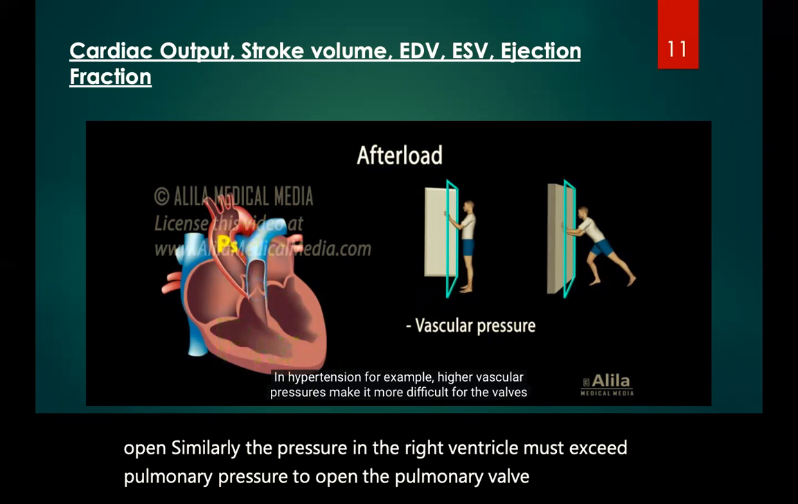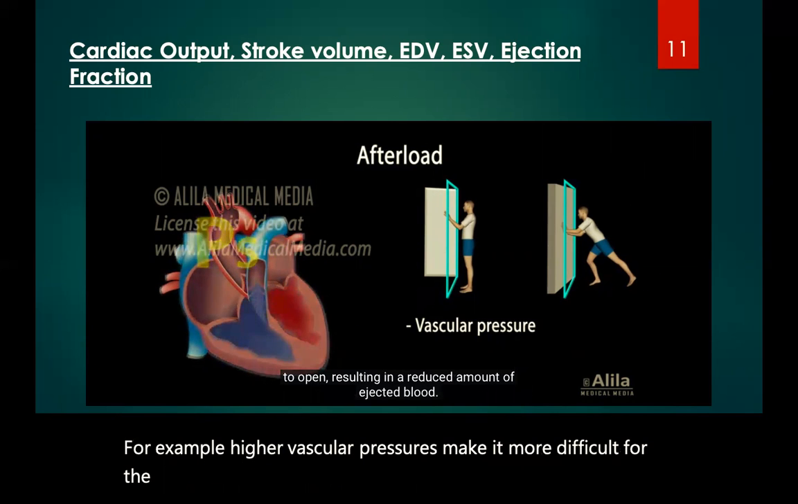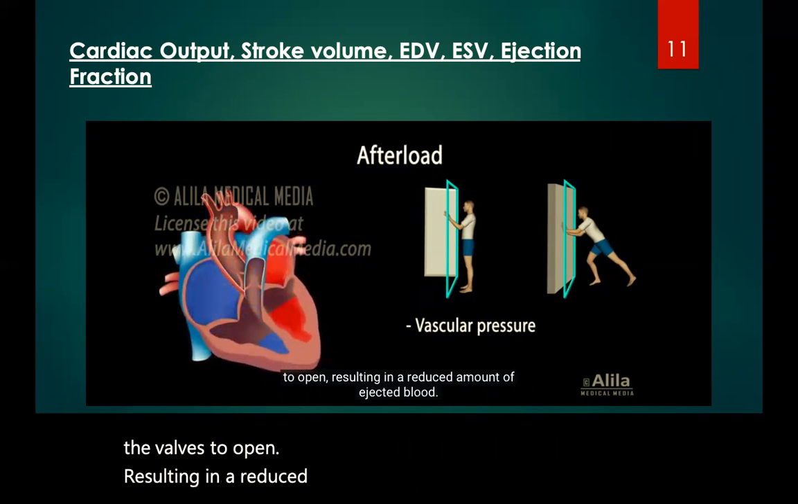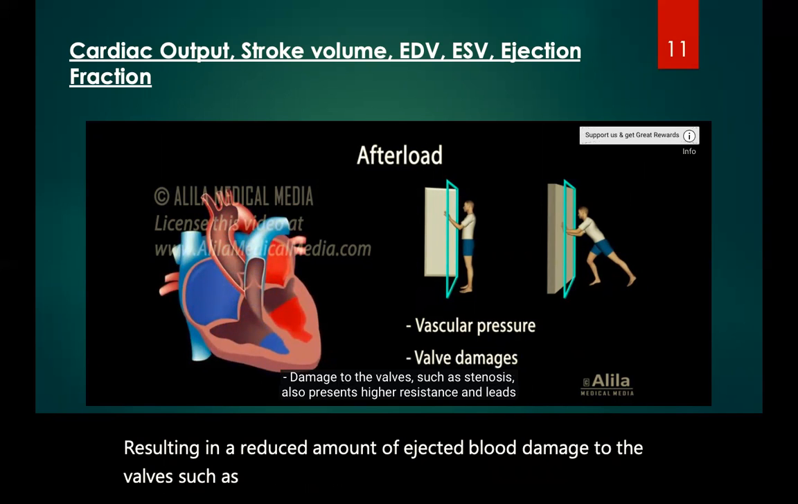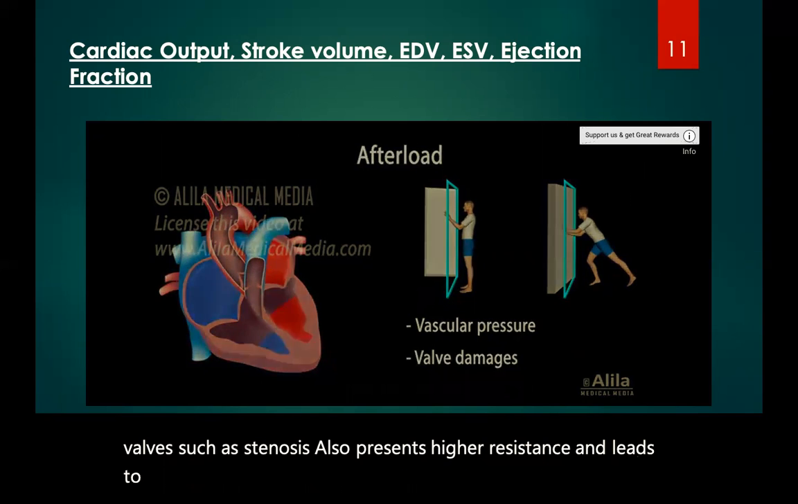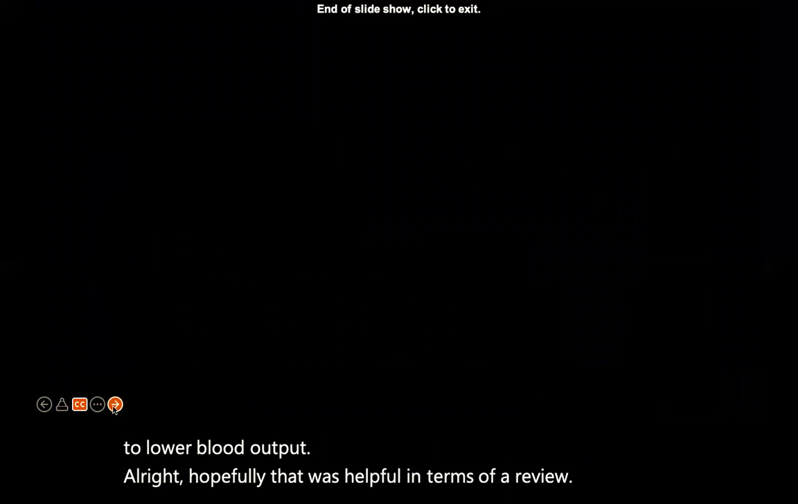Afterload, on the other hand, is the resistance that the ventricle must overcome to eject blood. Afterload includes two major components: vascular pressure and valve condition. The pressure in the left ventricle must be greater than the systemic pressure for the aortic valve to open. Similarly, the pressure in the right ventricle must exceed pulmonary pressure to open the pulmonary valve. In hypertension, for example, higher vascular pressures make it more difficult for the valves to open, resulting in a reduced amount of ejected blood. Damage to the valves, such as stenosis, also presents higher resistance and leads to lower blood output.